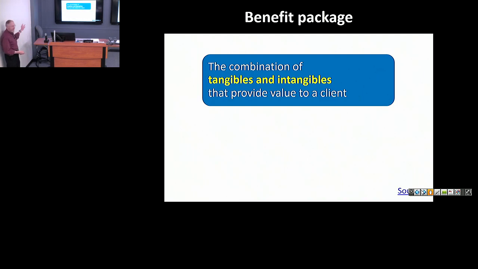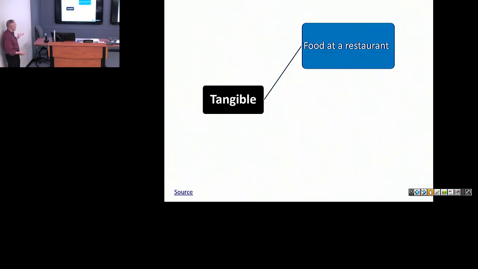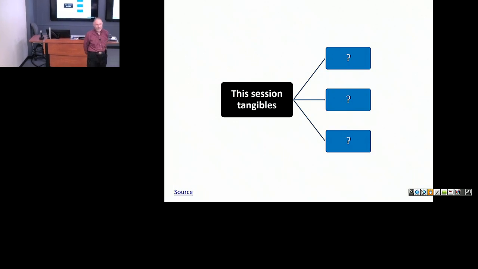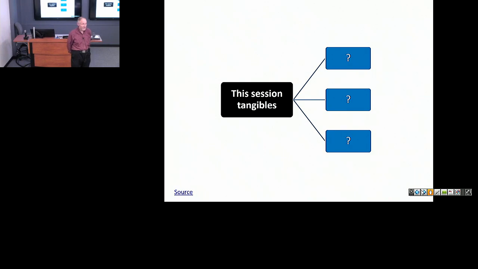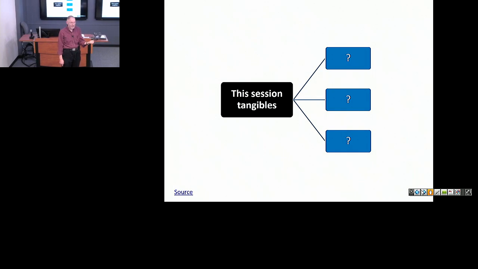And then the client benefit package, tangibles and intangibles, create the client experience. Tangibles, we gave examples of food at a restaurant, auto parts, contents of a hotel room. What are the tangibles for this session? Grades. The what? The grades. Okay. Knowledge. Okay. Slides. Your presence here. Thank you. I was afraid I was going to have to slip you a piece of paper with that. So grades, right? That's something that is of value, right? The lecture, the slides. What about the online discussion, right? What else? Classroom discussion, right? Opportunity to do that.